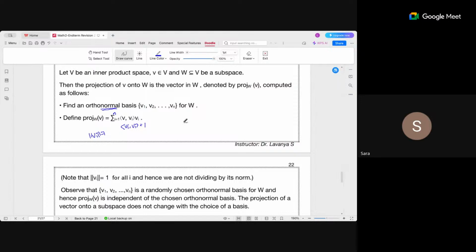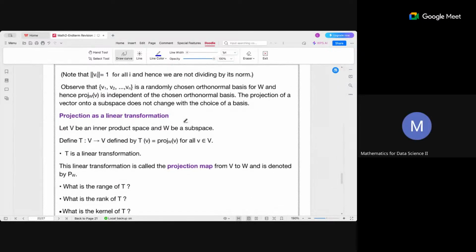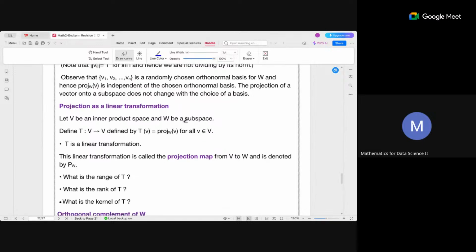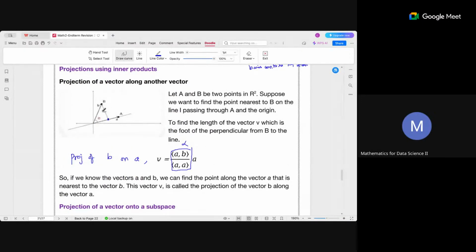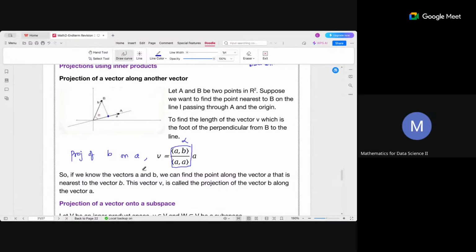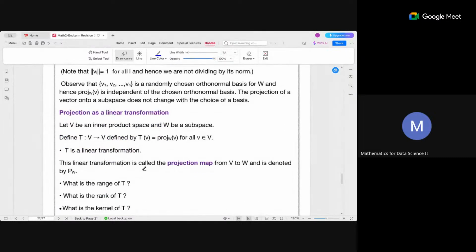Okay, so considering projection as a linear transformation, everyone please pay attention here. This is again an important topic. Let's say T from V to V is a transformation defined by T of V equals the projection of V on W. What does that mean? Let us take this example itself. Suppose you have the vector A. What is the projection of A onto A? You will get the same vector. Nothing is projected.